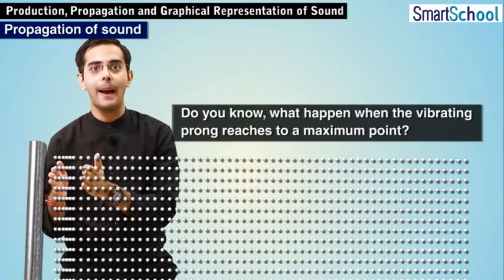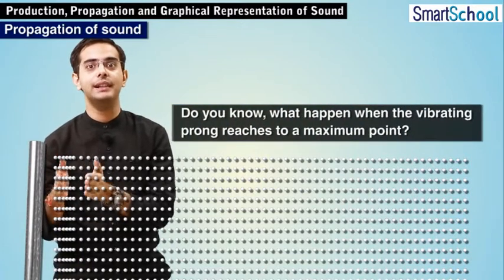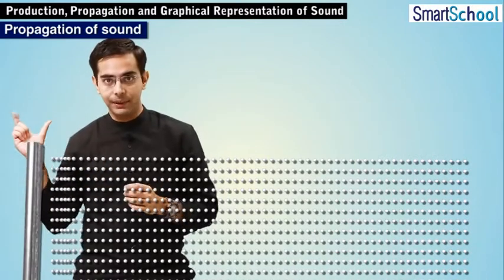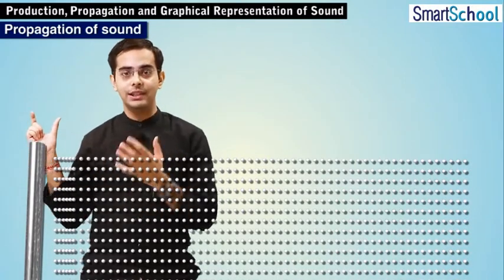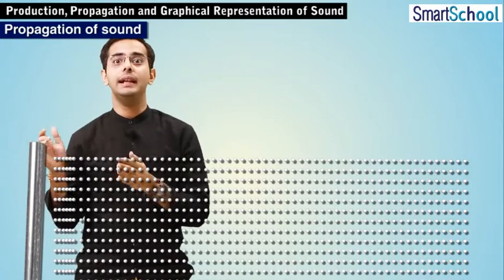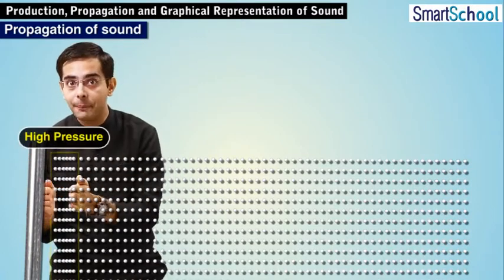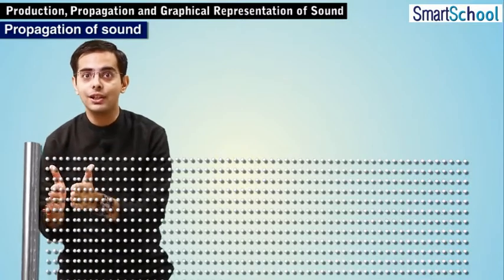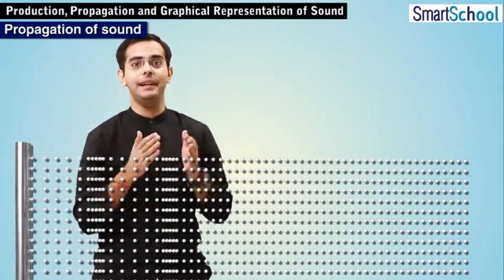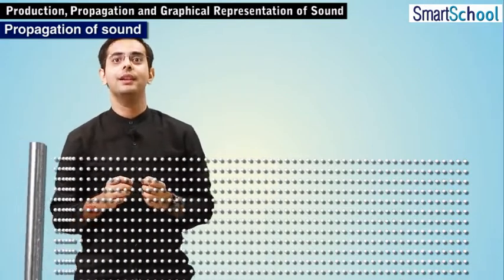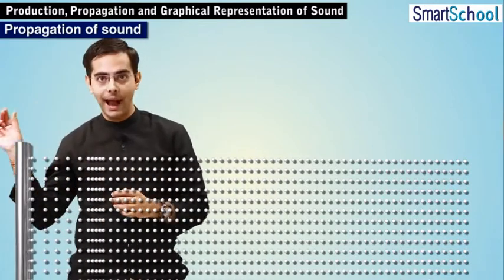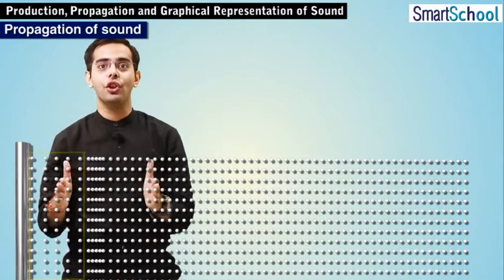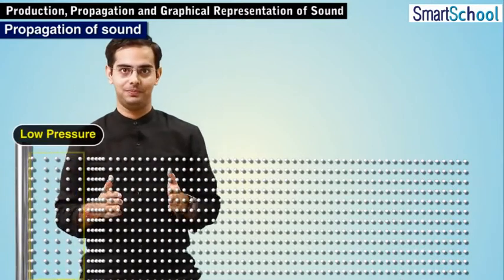And do you know what happens when the vibrating prong reaches the maximum point? It creates a region of high pressure. And this high pressure region starts to move away from the vibrating prong. When the prong comes back, it pulls the air behind it, creating a region of low pressure.